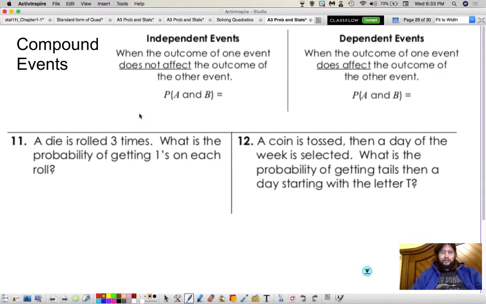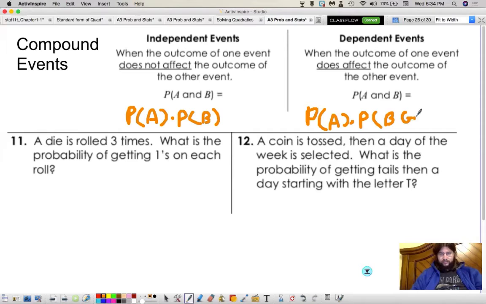So for independent events, the probability of A and B happening is just the probability of A times the probability of B. If they're dependent events, then it's the probability of A times the probability of B, assuming A already happened. So we say B given A. And that's how we're going to refer to it. So it's the probability of B happening, assuming that A already happened.